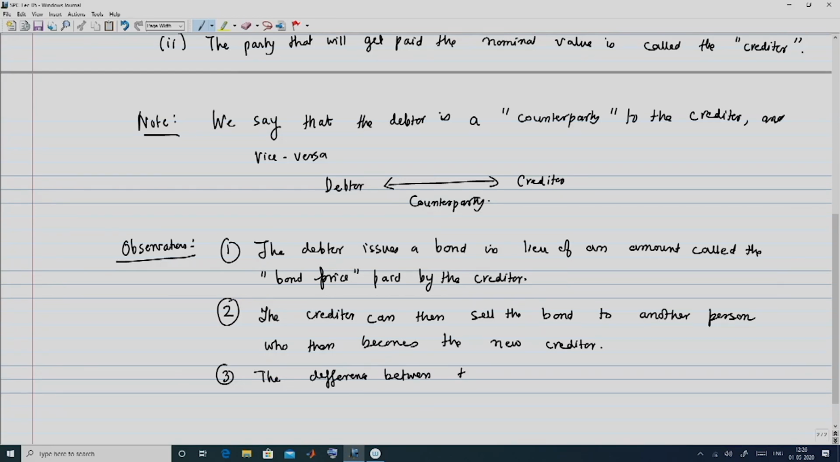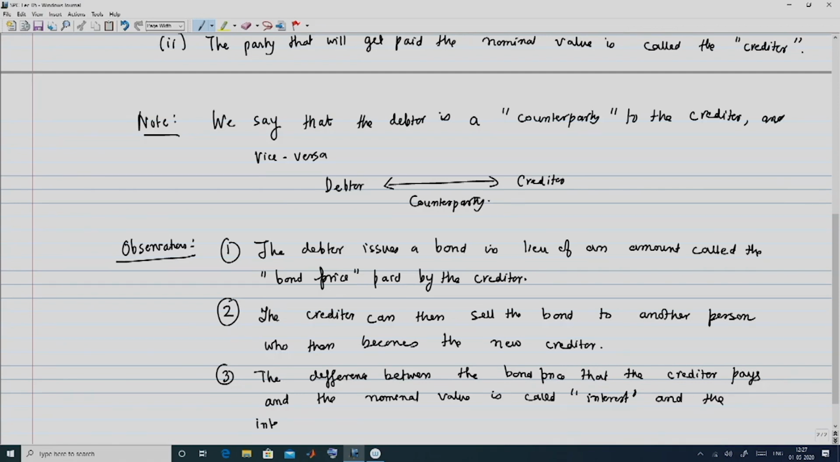The next point that I want to make is that the difference between the bond price that the creditor pays, remember that initially it is the creditor who pays to the debtor, and the nominal value is called interest, and the interest as a percentage of the total value is called interest rate.